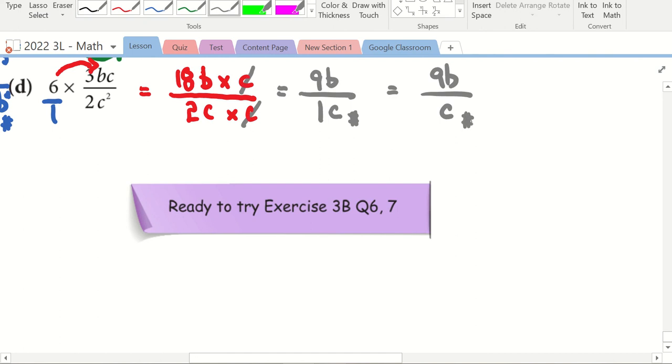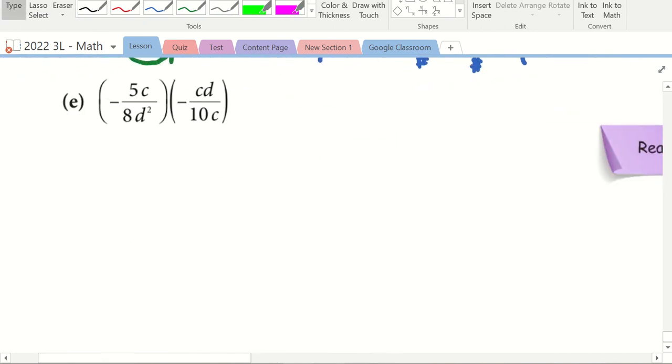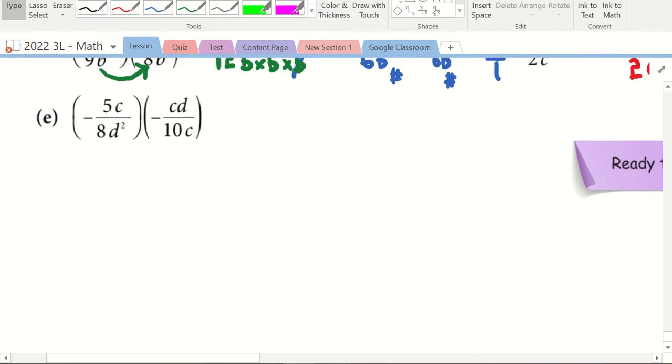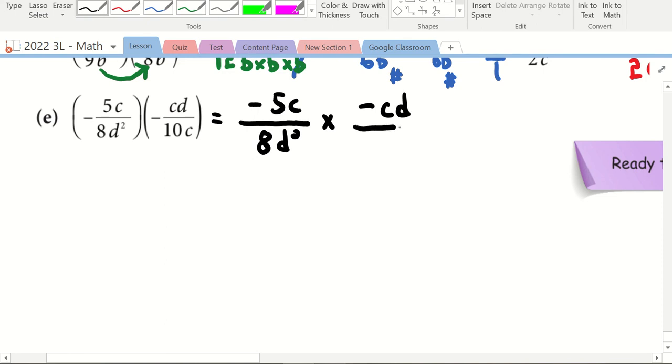Last but not least. Okay, this one looks very complicated. Alright, so what I need to do? The negative belongs where? On top or below? On top. So I rewrite. Negative 5C over 8D squared times negative CD. What's the meaning of negative CD? There's an invisible one, in case you can't see. Over 10C. Again, numerator times numerator.